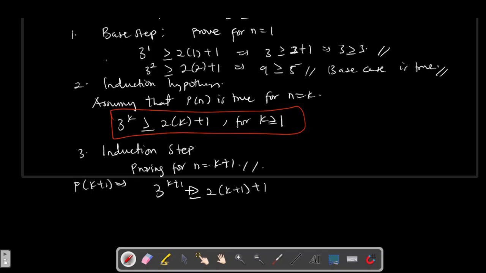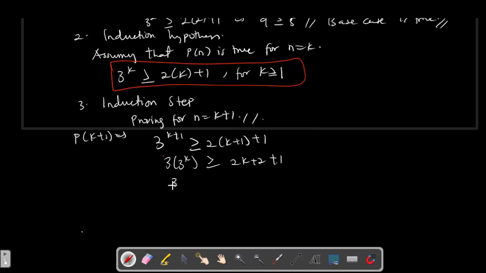Now, how do we show that 3 to the power k plus 1 is greater than or equal to 2 multiplying k plus 1, plus 1? Let me simplify. If I have 3 to the power k plus 1, I can say it's the same as 3 multiplying 3 to the power k, by indices. This gives me 2k plus 2 plus 1, right?